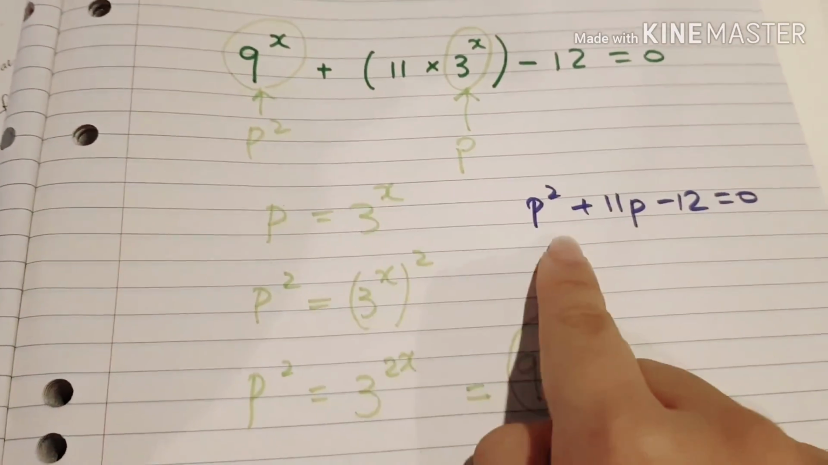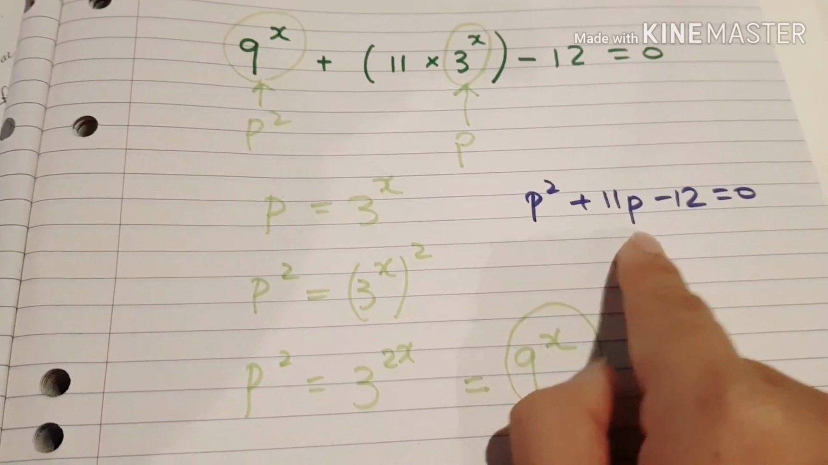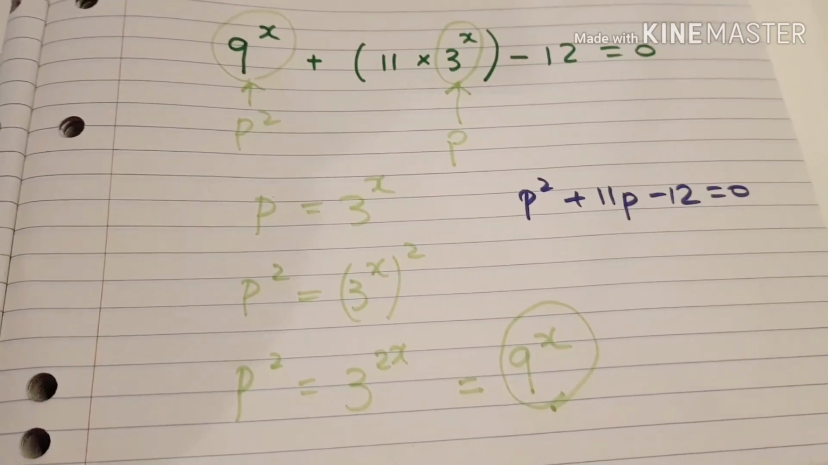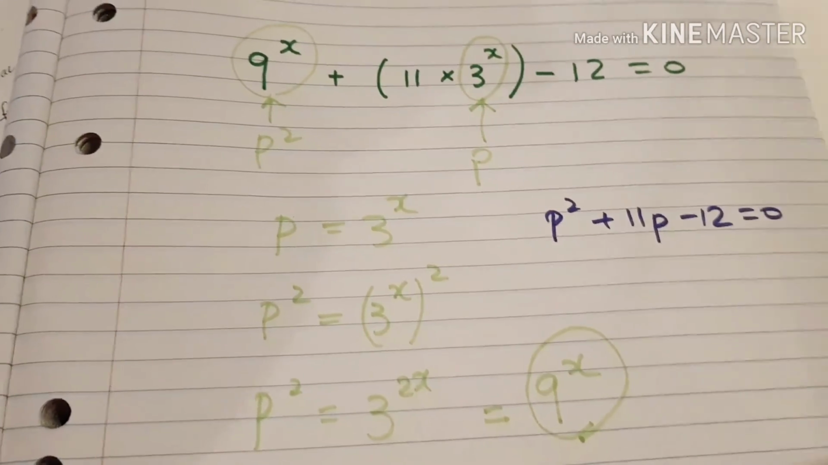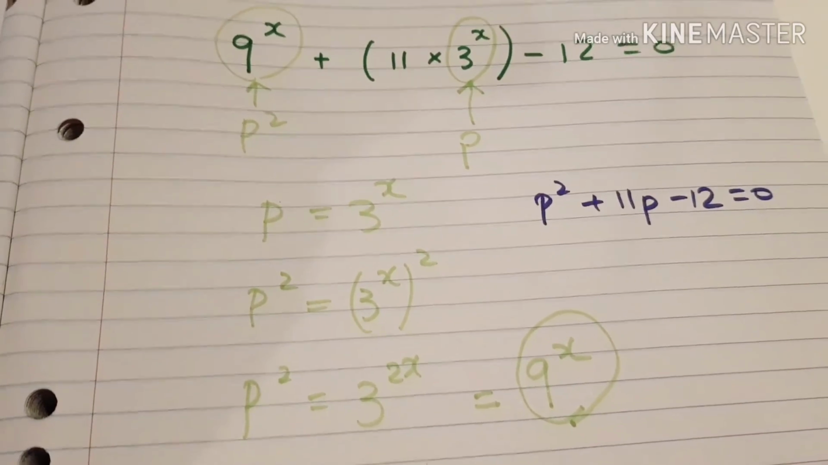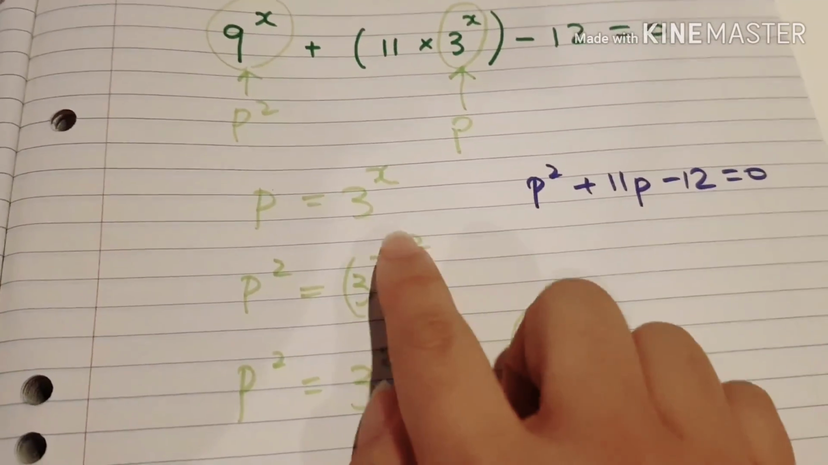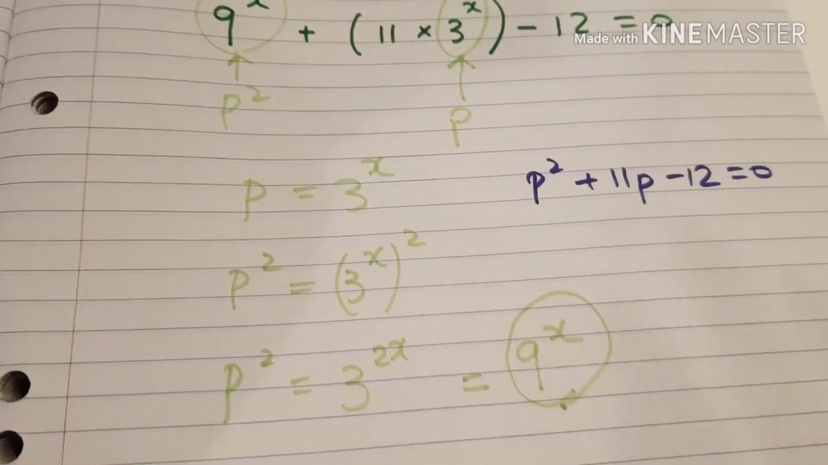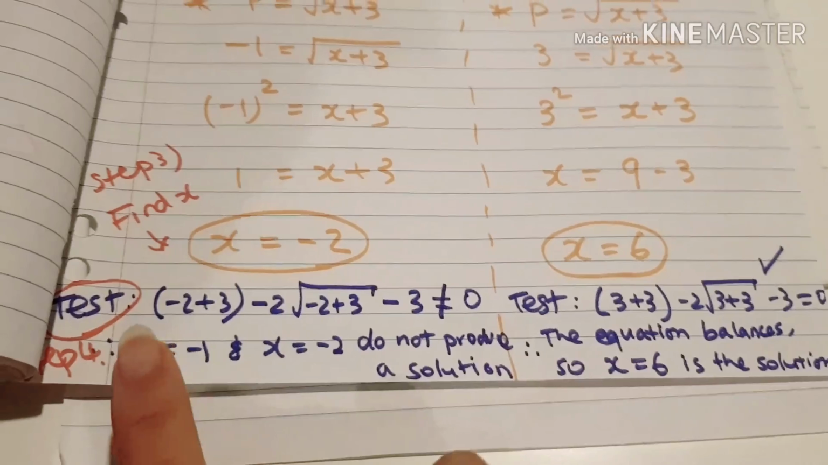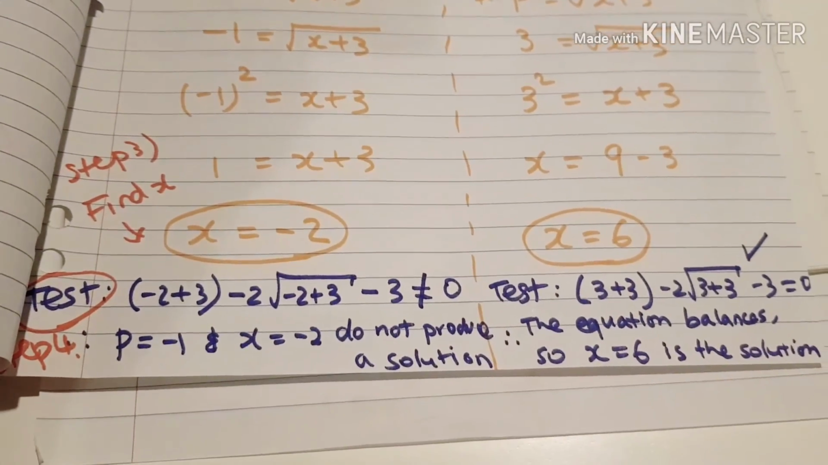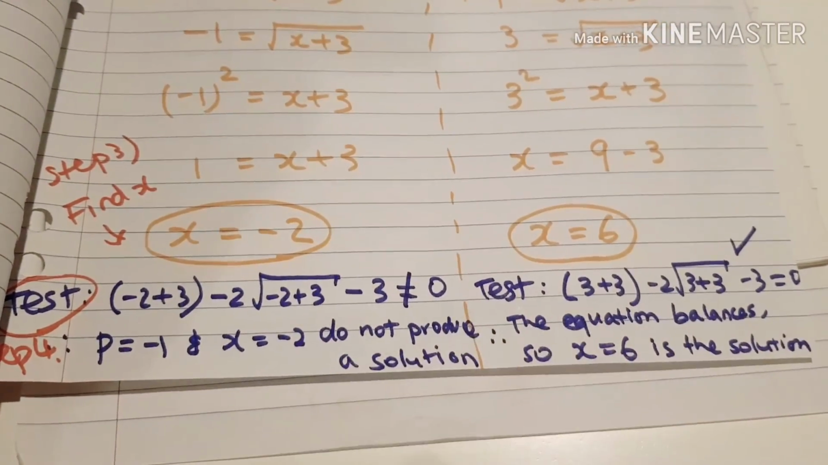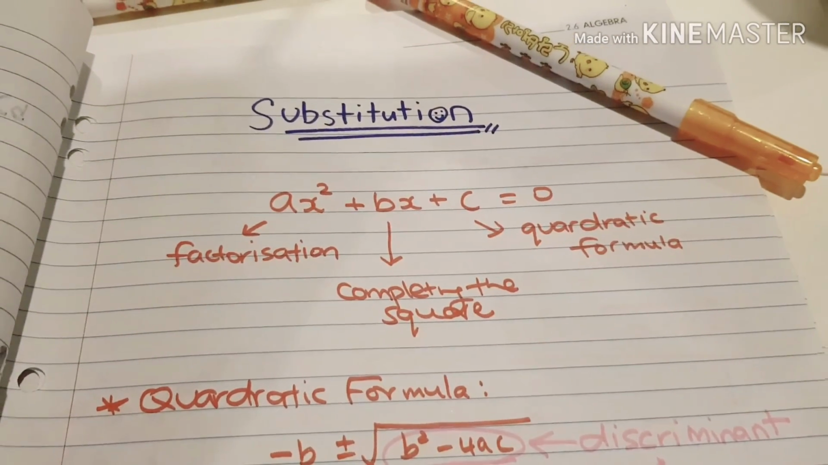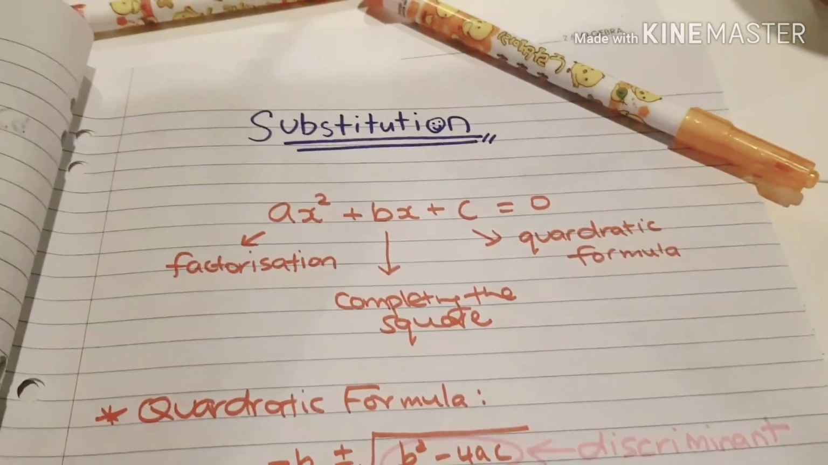I can say P squared plus 11P minus 12 is equal to 0. Now I can again use the quadratic formula to find P. Substitute back again to this one to find the X value and so on. People, the most important thing, don't forget to test your answers at the end, because that is very important.